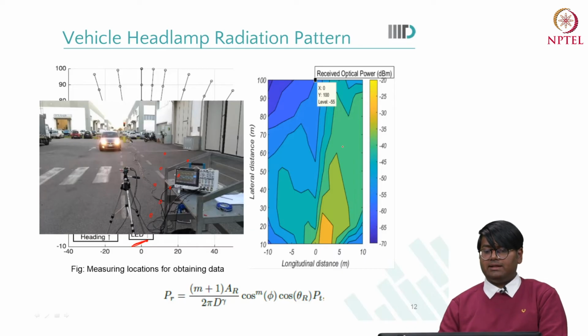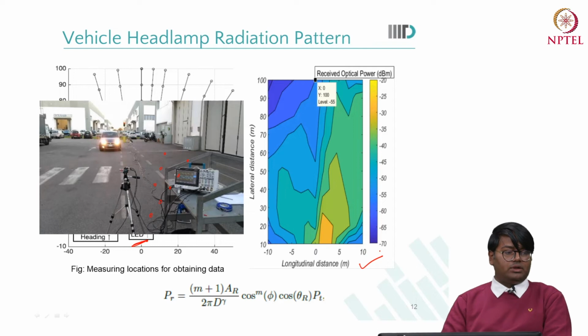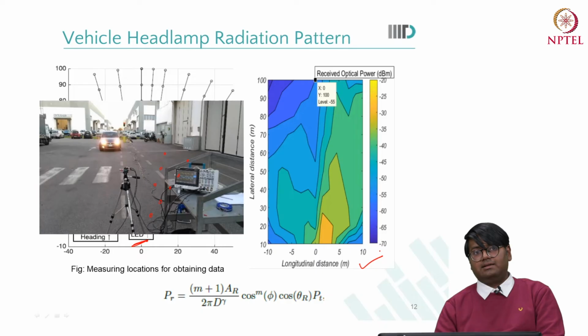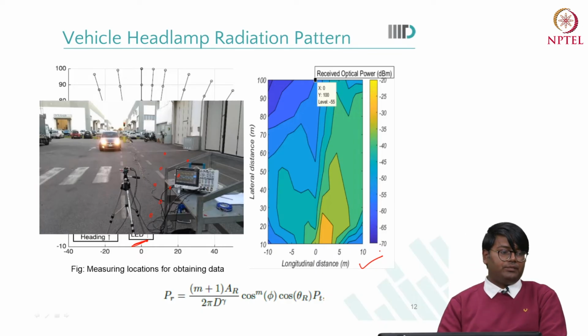So this is basically the car headlamp radiation pattern. We utilize the MATLAB surf command to obtain the radiation pattern of this headlight. Interestingly, if you observe this radiation pattern, then it is a little asymmetric in nature. So this figure basically shows a clear asymmetry in the radiation pattern from a single headlight.